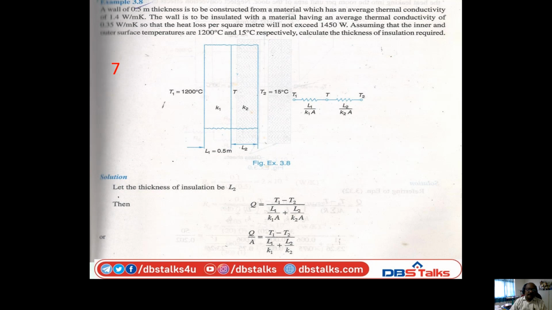Q divided by A gives the heat transfer per unit area. And if we substitute, what is the thickness L2? L2 means the thickness of the insulating material.